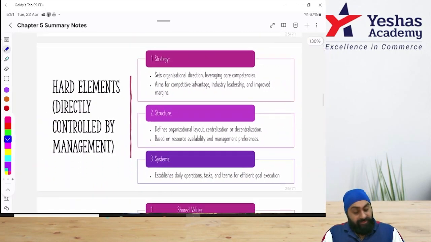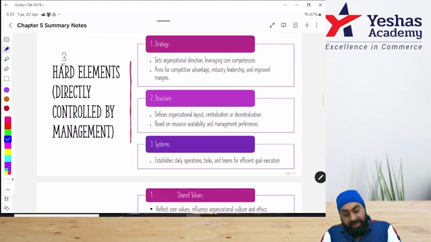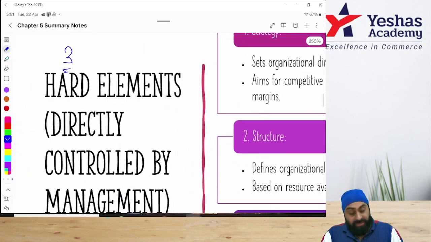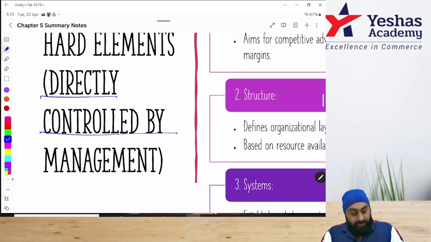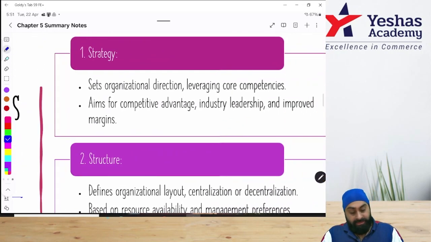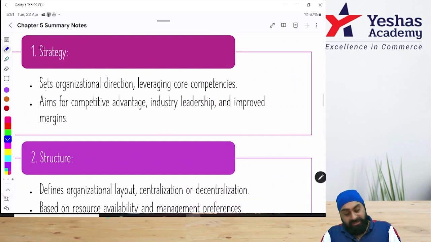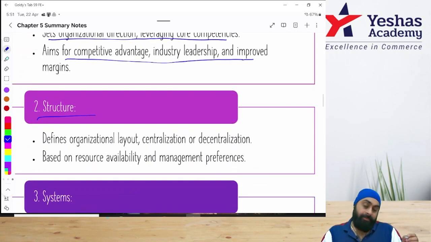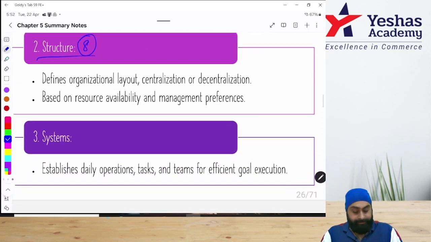And it's a very interesting concept. So here we have three hard S elements. S stands for... see, what is a hard element? Directly controlled by the management. That is called hard S. Now the first one is strategy. Set organizational direction, goals, aim for competitive advantage, industry strategy. So the first is strategy, how the company is going to work. Second is structure. Those 8 structures we spoke about, we're going to talk about those 8 important structures.